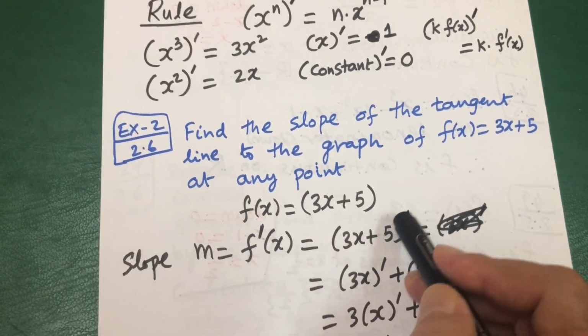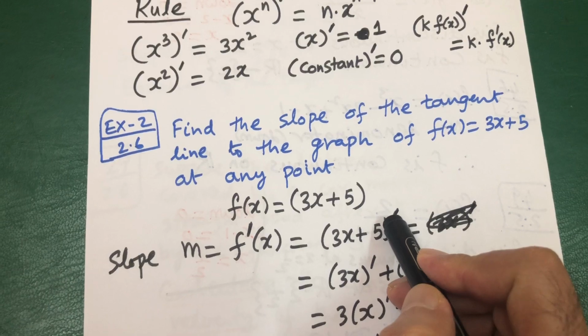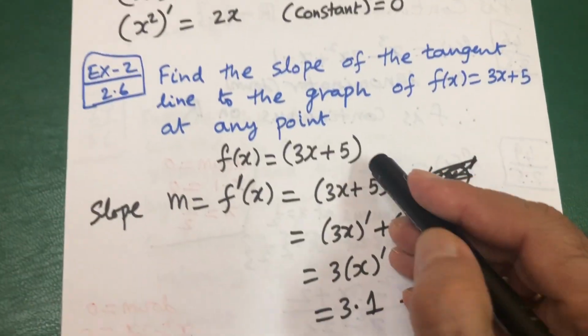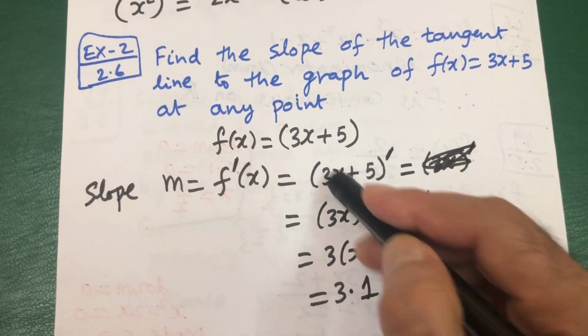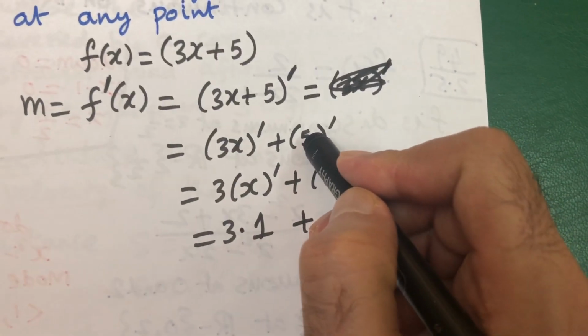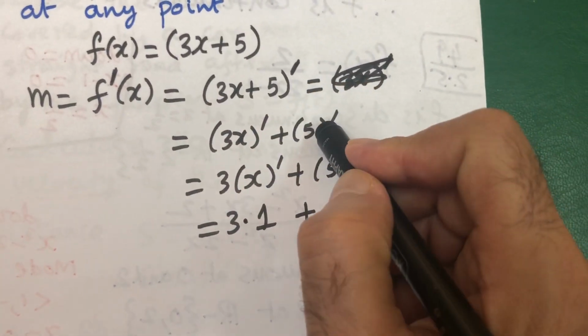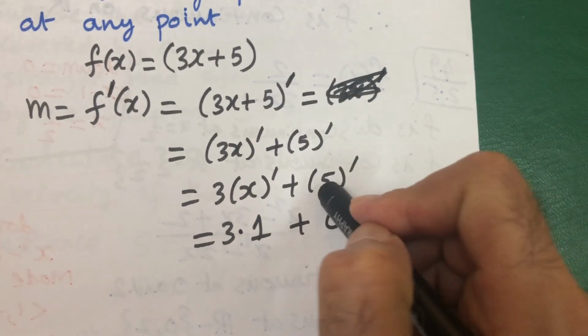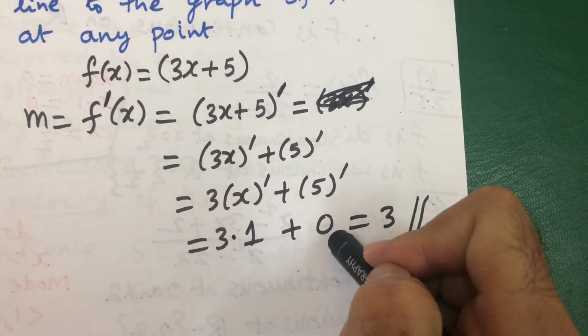So the derivative of 3x plus 5 is dash. What do you mean by dash? Derivative. The derivative of 3x, and the derivative of 5. What is 5? 5 is a constant. Its derivative is 0.